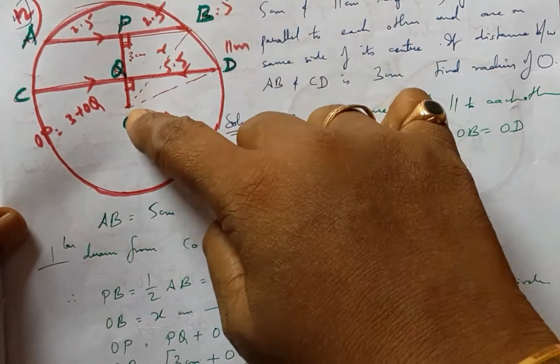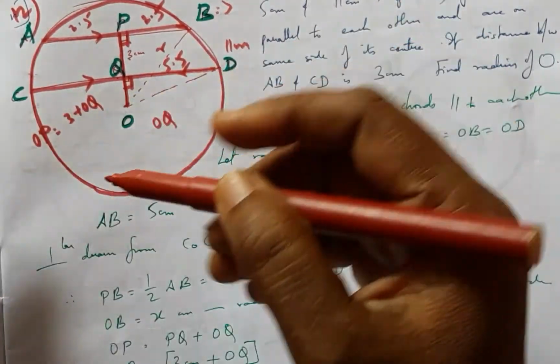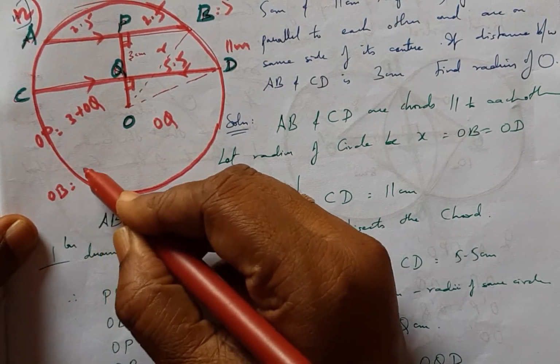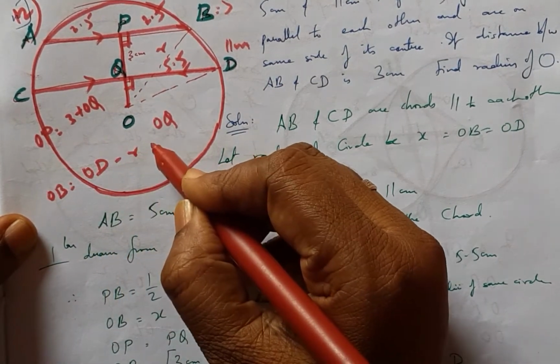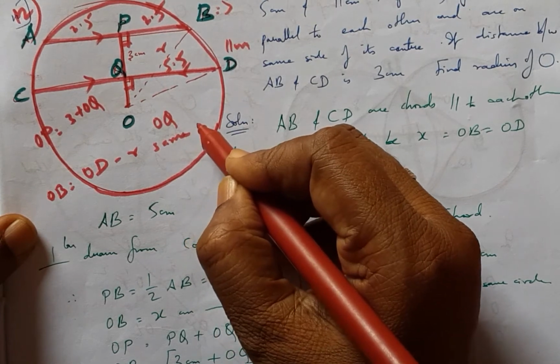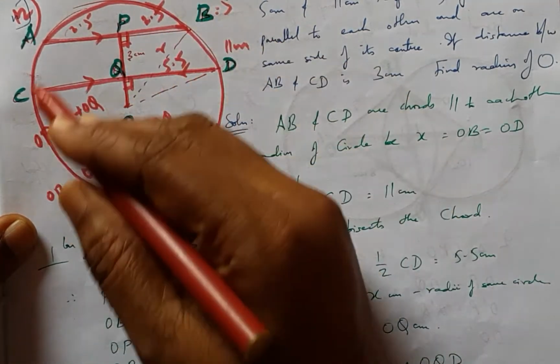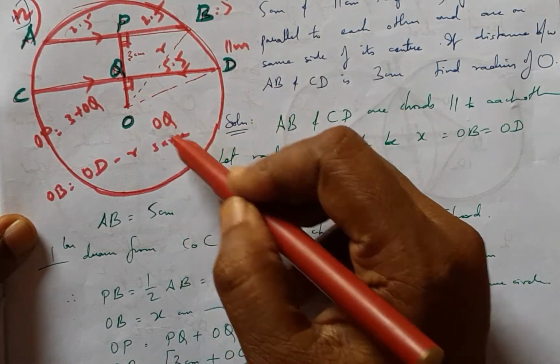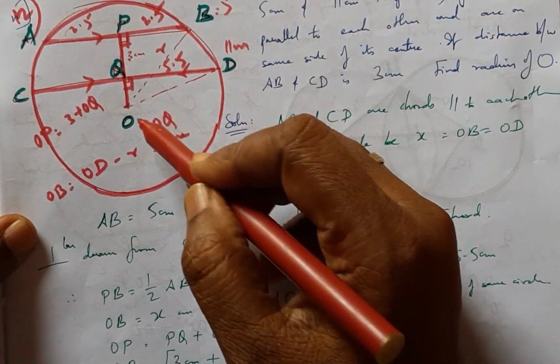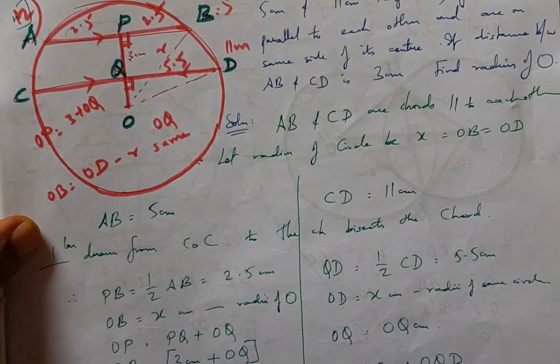But we know that OB and OD are equal because they are radii of the same circle. Radius of the same circle is always equal wherever the line is, the line joining the point on the circle and the center is radius, and it is the same for the one given circle.